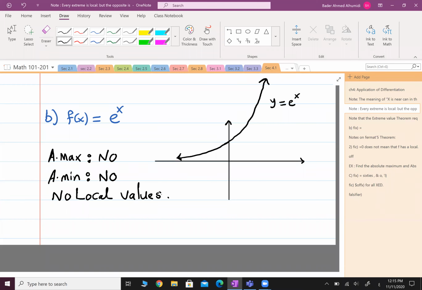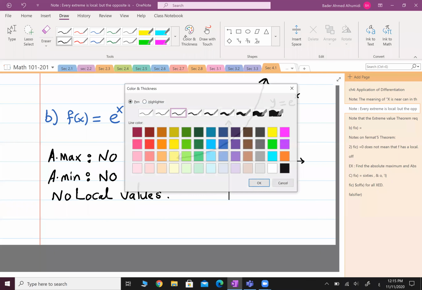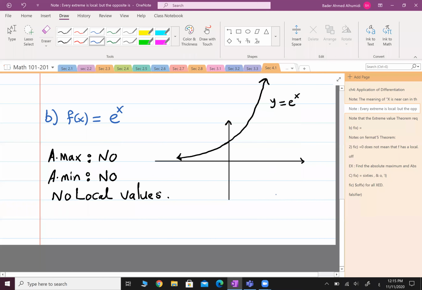Notice this function now, e to the x. Isn't it a continuous function? Yes, it is continuous. Now a question: if we come to this continuous function e to the x and restrict its domain, say we keep x between, for example, minus 1 and 3 only. So I'm cutting it somewhere here.